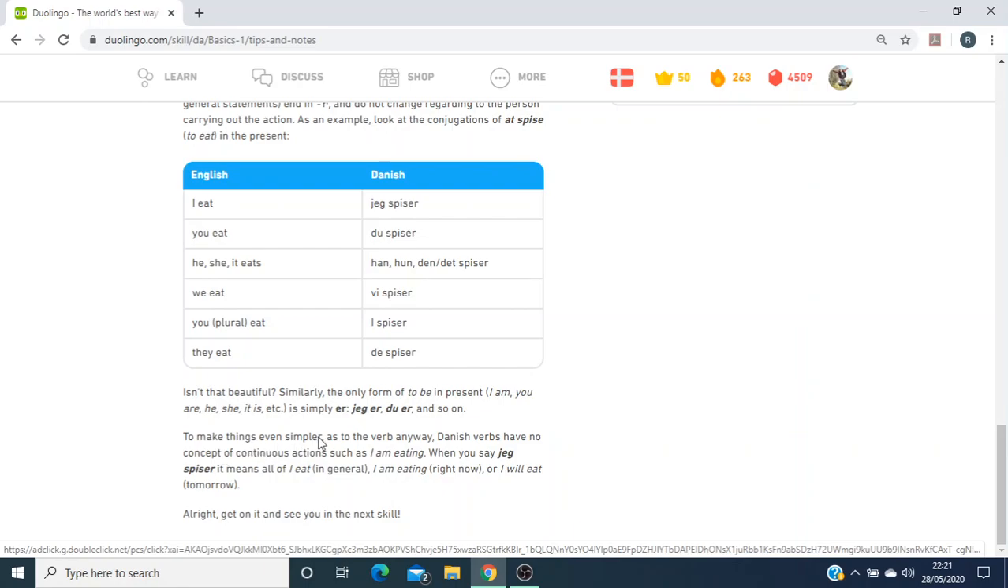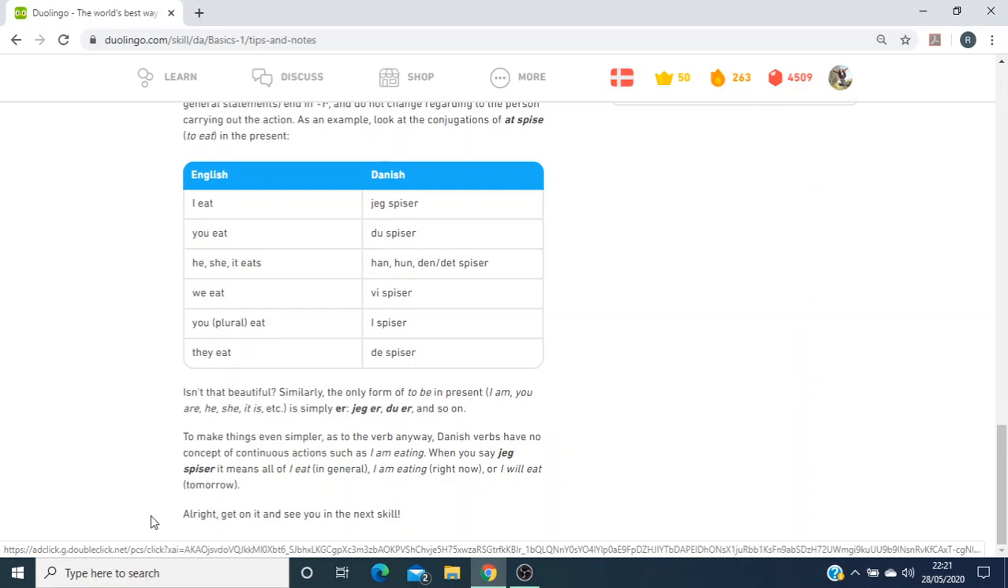To make things even simpler, as to the verb anyway, Danish verbs have no concept of continuous actions such as I am eating. So when you say jeg spiser, it means all of I eat, I am eating, or I will eat tomorrow.